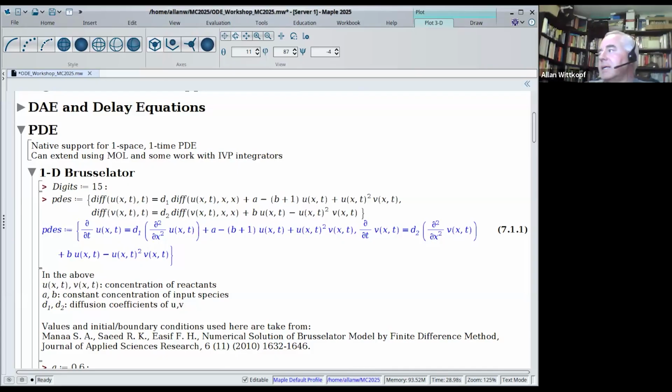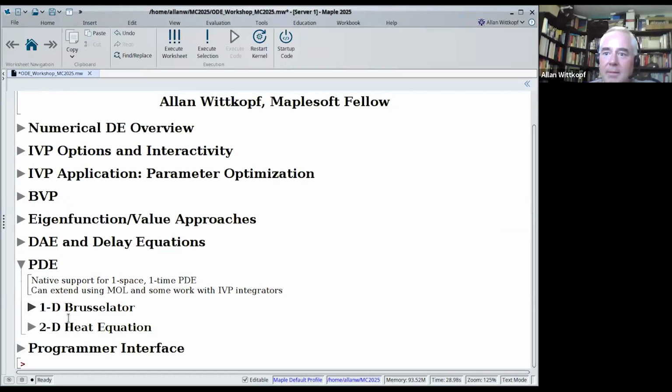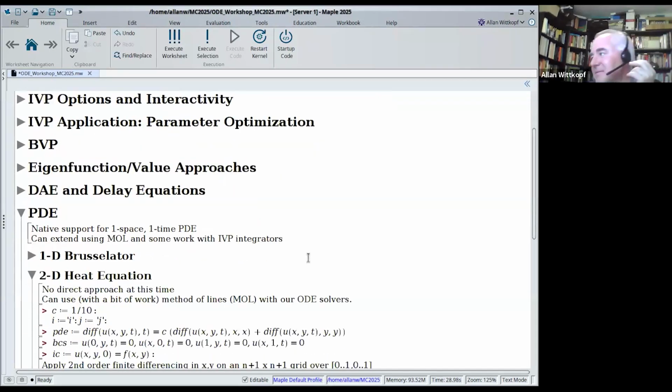No, it is not. The pdsolve numeric in Maple is actually a full discretization finite difference technique that's implemented. It's not using method of lines, but I'm about to use method of lines. So thank you for the fantastic segue. But yes, the 1D case is using a discretization and finite differences. But the 2D heat equation, on the other hand, is going to be using the method of lines.